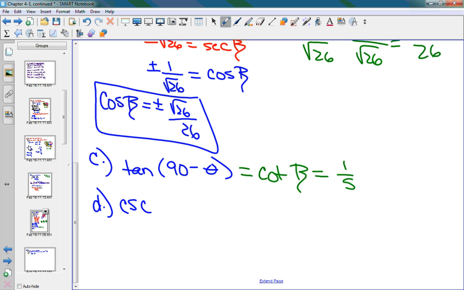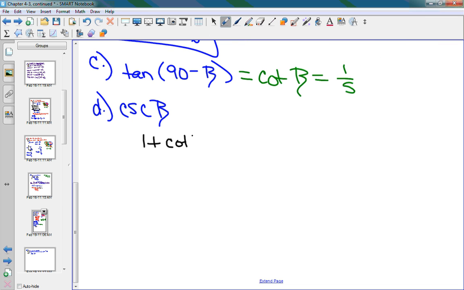Letter D is going to be the cosecant of beta. I didn't mean to have beta there. Now, how do I find the cosecant of beta? Well, I either need the sine or I need the cosecant. How do I find one of those two? I can use the last trig function. The last trig function is going to be 1 plus the cotangent squared of beta is equal to the cosecant squared of beta.